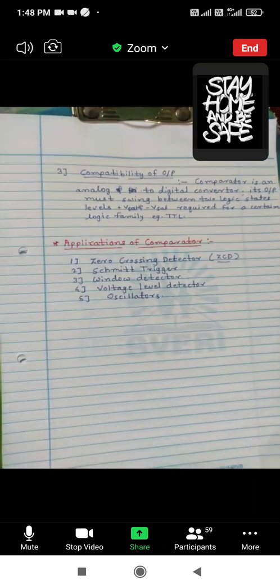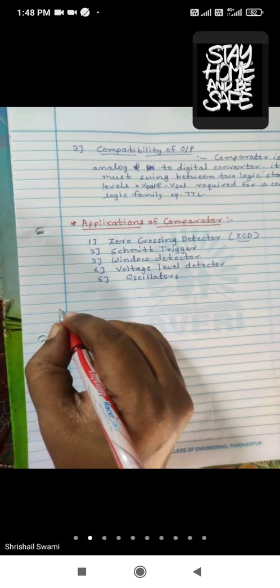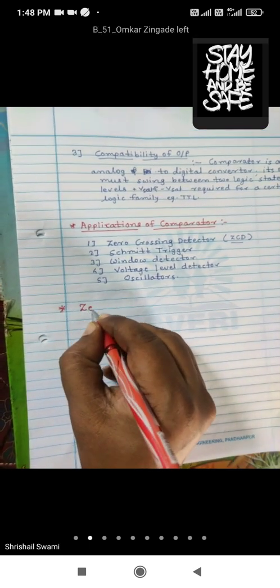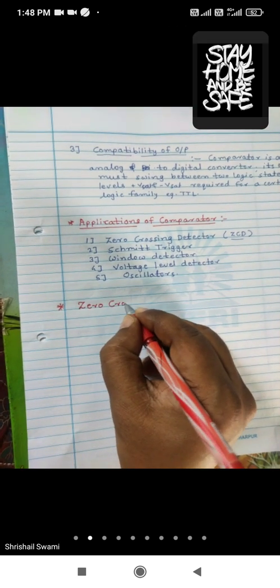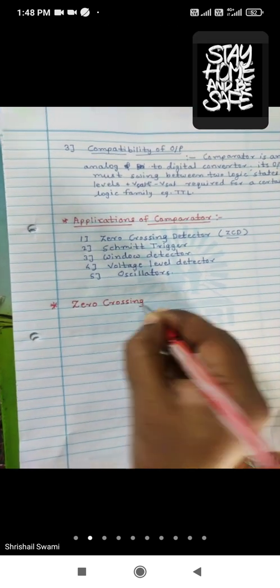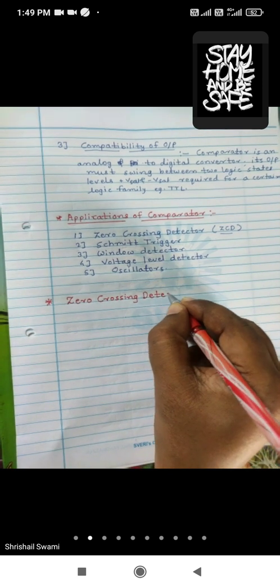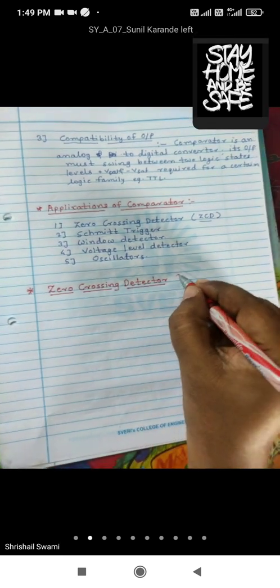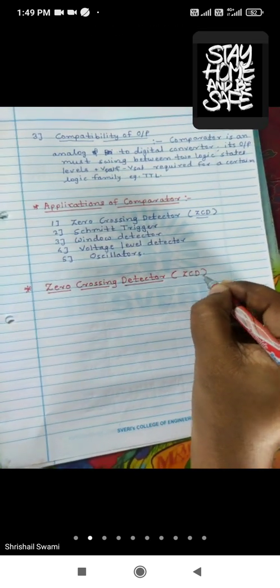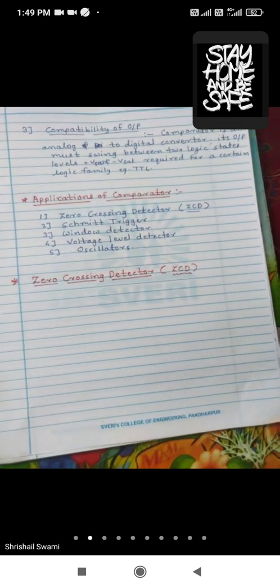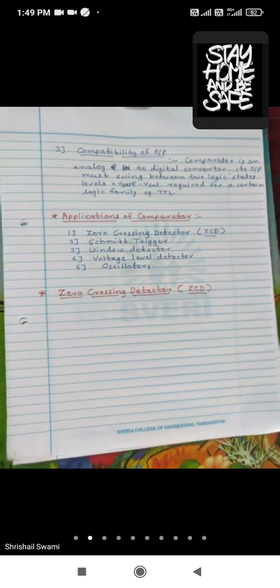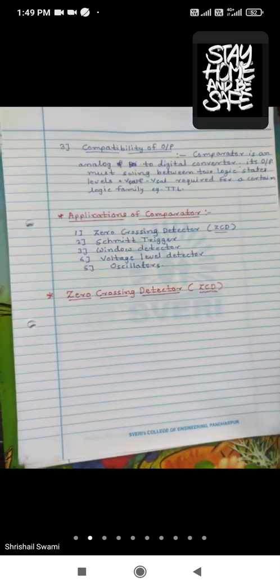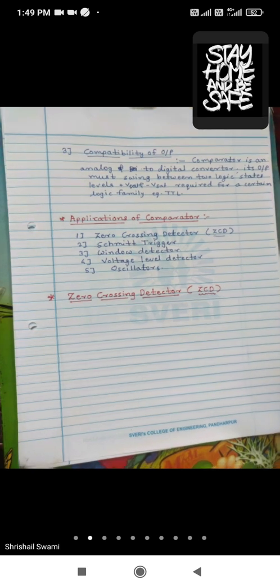Okay, so we can start now the first one, that is the zero crossing detector. In short, we can call it as ZCD. So this is a very important non-linear application of the comparator, or non-linear application of op-amp, which is used in a number of applications, number of devices.